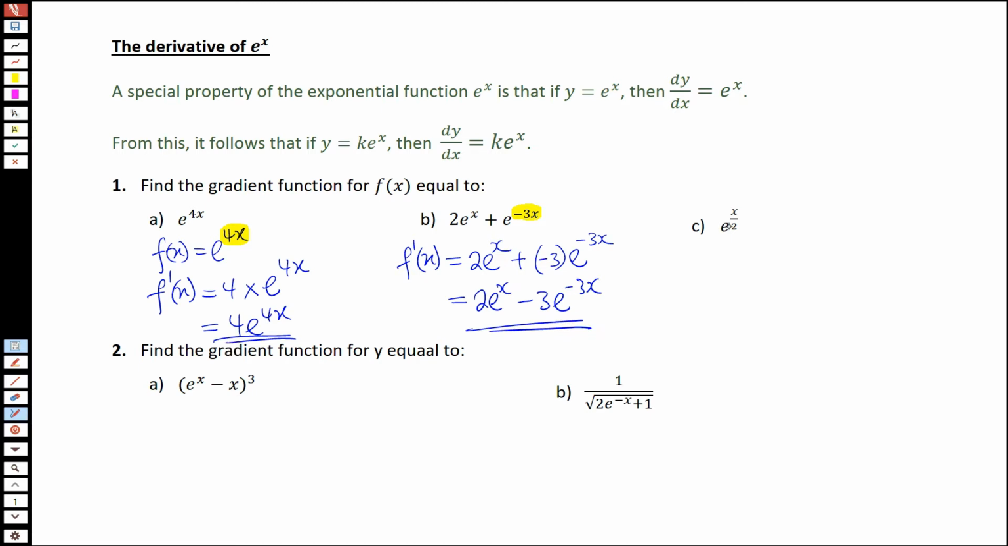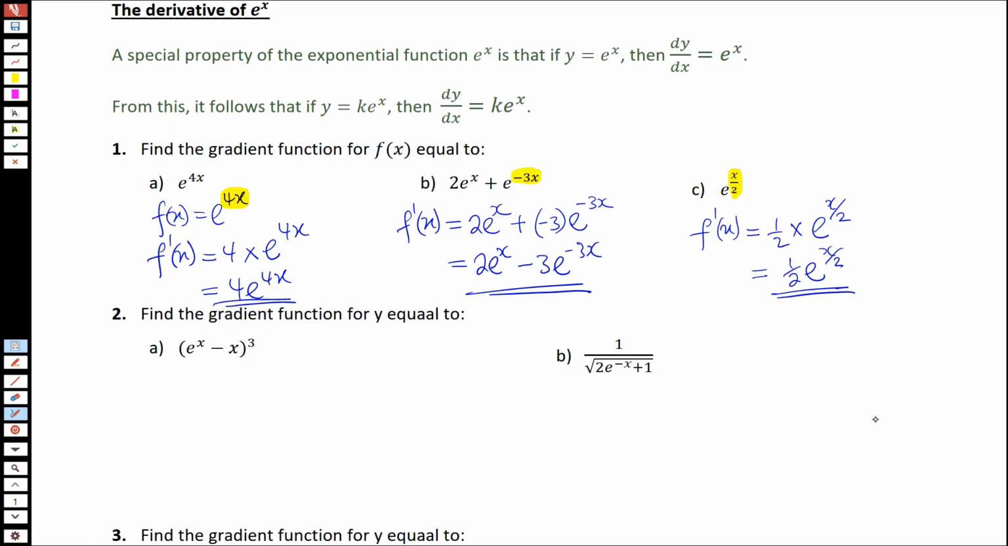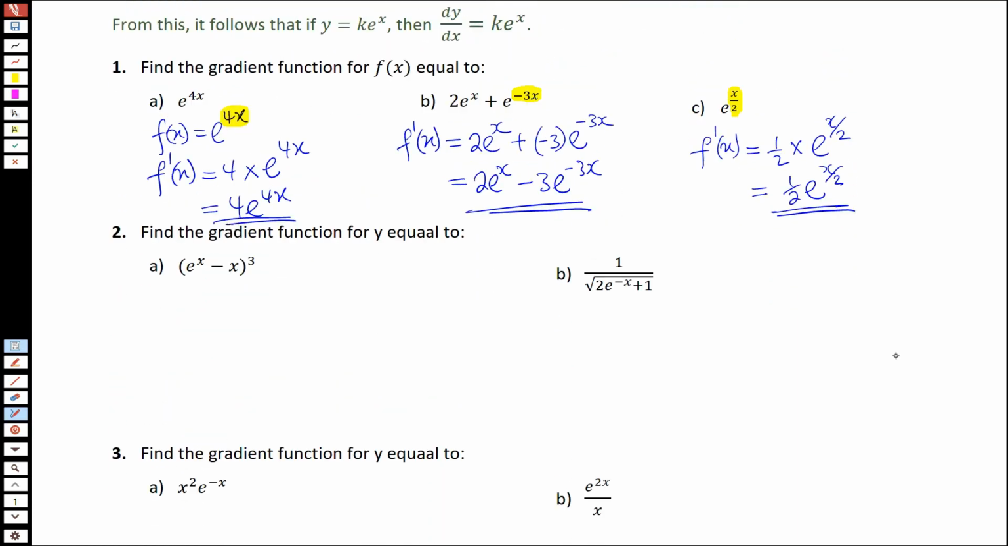In this case, again, by chain rule, we can start with the inside portion. So f dash x will be equal to the derivative of x over 2, or a half x, which is just a half, multiplied by e to power u, which is just e to power x over 2. So the resulting solution will just be a half e to power x over 2. All right, moving on to number 2.